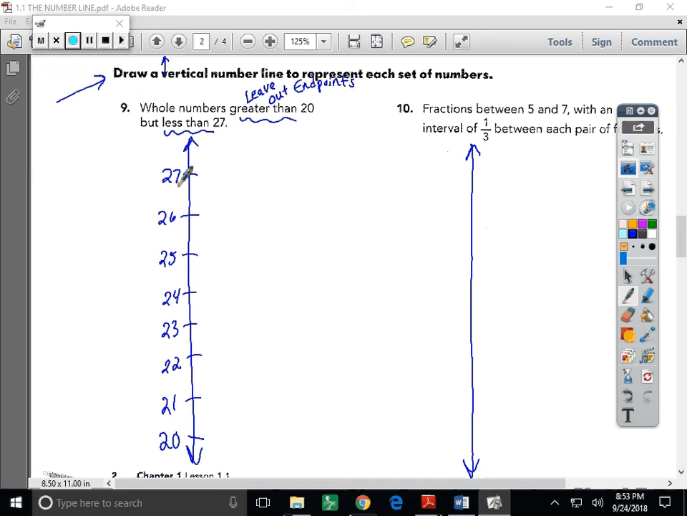Everything is labeled. How beautiful. But we're missing some points. So let's touch this up really quickly. What should I do to show the numbers that are greater than 20? Well, it would be any number bigger than 20, right? But then it also says, but they better be less than 27. Well, that's anything smaller than 27. So think about that. Greater than 20 is anything going this way. Less than 27 is anything going that way.